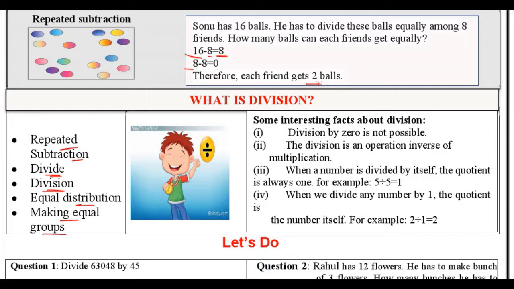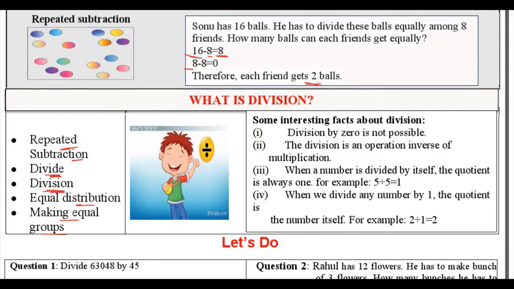Then divide, as you all know, is division. Equal distribution means when you are dividing something equally. Over here you can see each friend gets 2 balls. That means here we are dividing equally. Then you see making equal groups. Again, if you are making groups, then the groups should be equal.